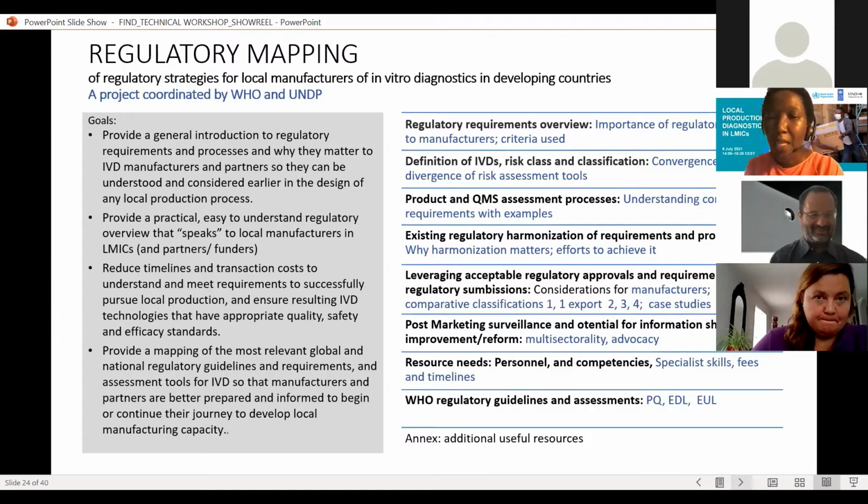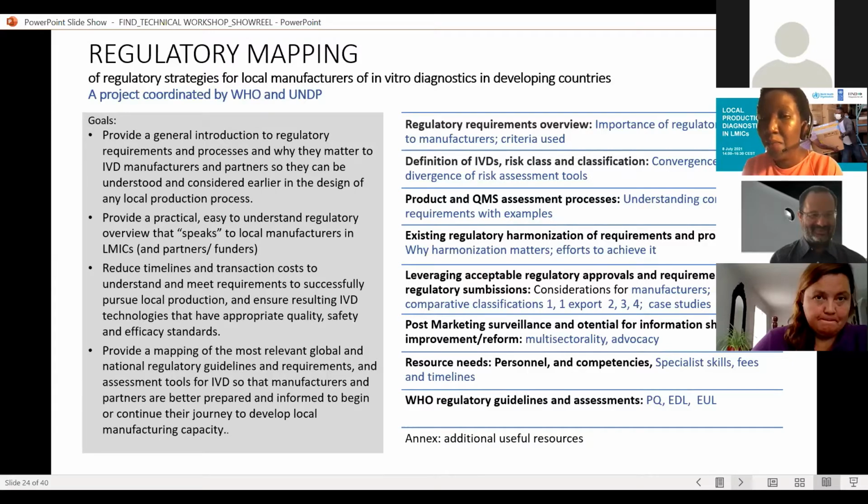and funders. Again, we're looking at timelines, transaction costs, the need to understand what they might be, how to address each of these, how to be as comprehensive as possible to create technologies that have the quality, safety, and efficacy standards that are required. And then we also have a goal of providing the mapping of guiding regulatory guidelines and requirements. So these might be national, for example, from Australia, the US, Japan, South Africa, or they might be regional in those parts of the world where integration is being sought.